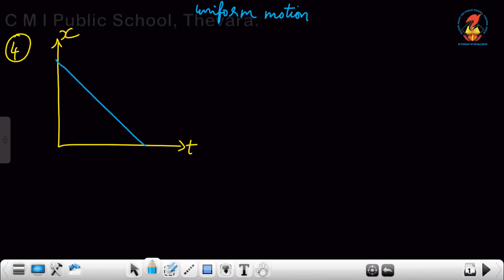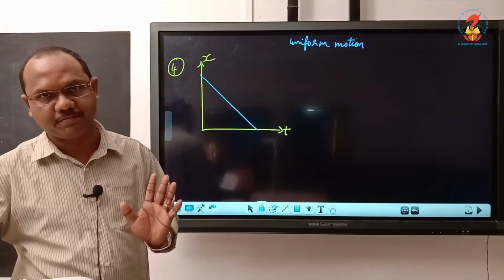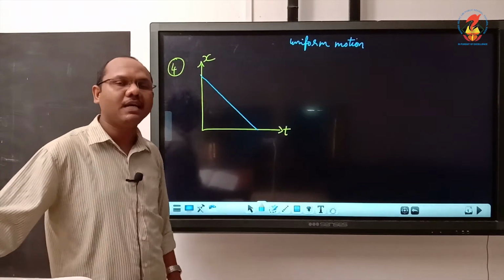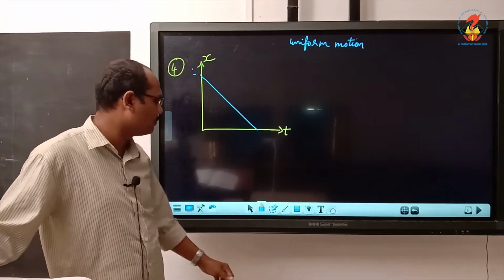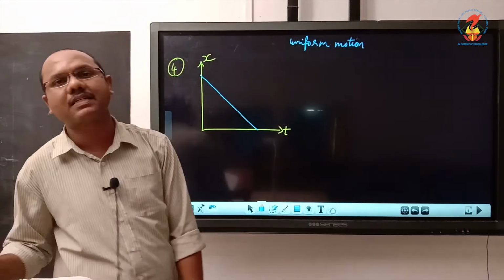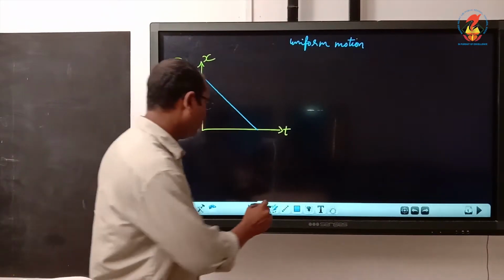What is this? This is also uniform motion, because the graph is a straight line. So this is also uniform motion, but here the body is coming towards the origin. That is the difference. The body is coming towards the origin. Okay. Now fifth graph.